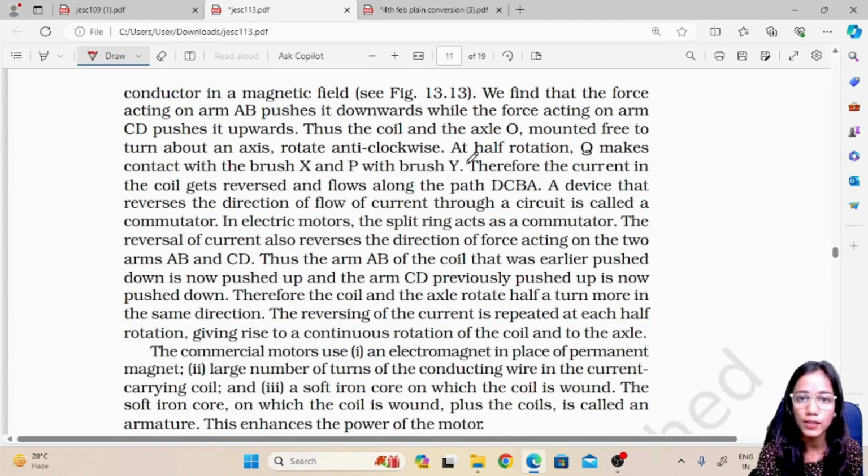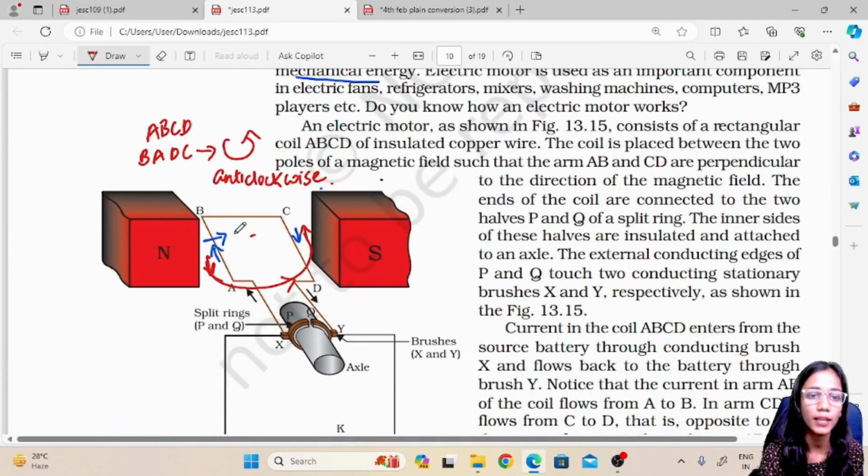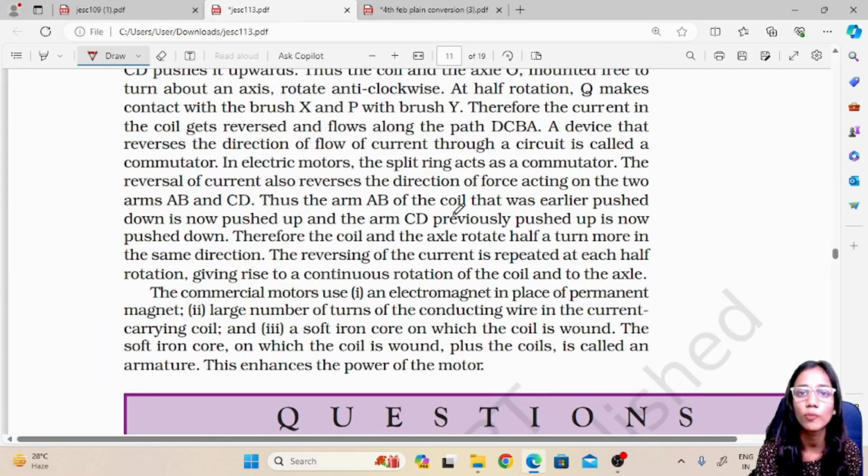Now after this, the current in the coil gets reversed. The current which was going from A, B, C, D now goes from D, C, B, A. When the current is going D, C, B, A, the motion of the coil is on the opposite side, it is clockwise. When it was going A, B, C, D, it was anti-clockwise. When it is going the other way, DCBA, it is clockwise. This half rotation helps in the movement of the coil.